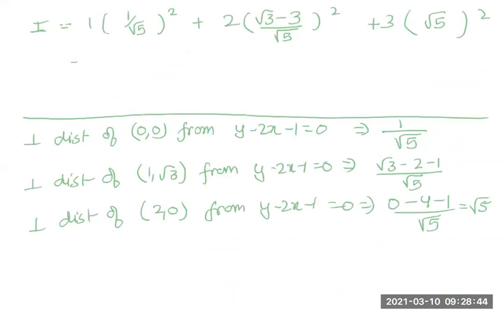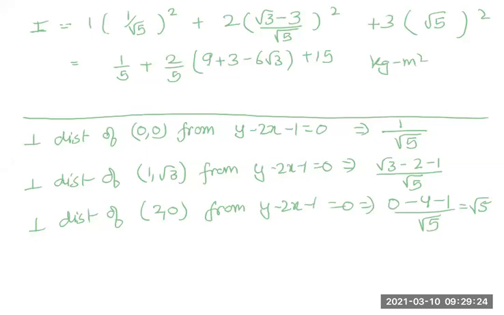Just expand this. So this will be equal to 1 by 5 plus 2 by 5 into this whole square, which will be 9 plus 3 minus 6 root 3 plus 15. I think now you can work this out. So this will be the moment of inertia of this object around this axis.